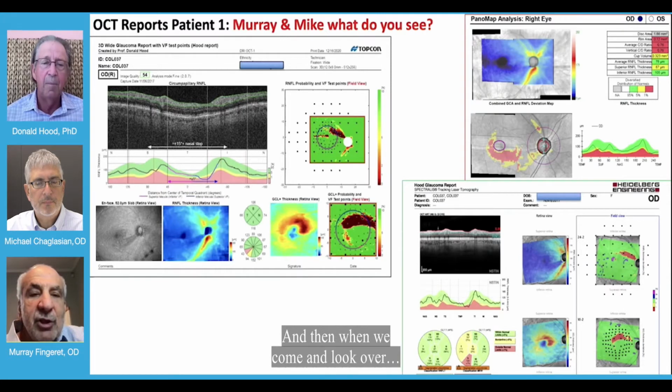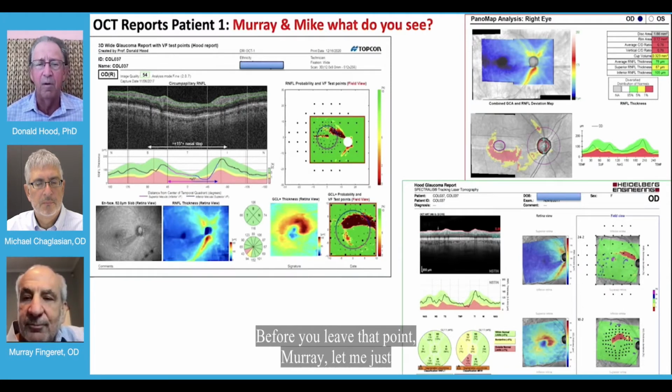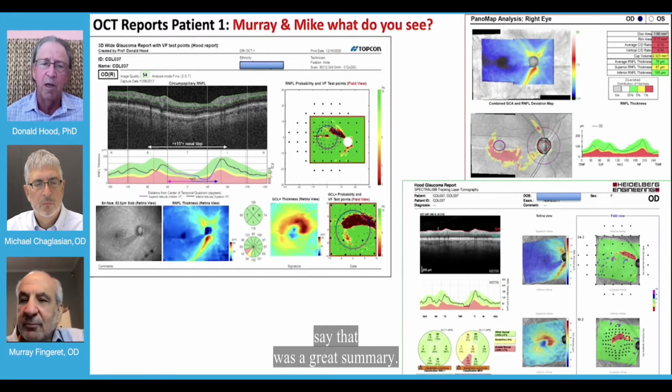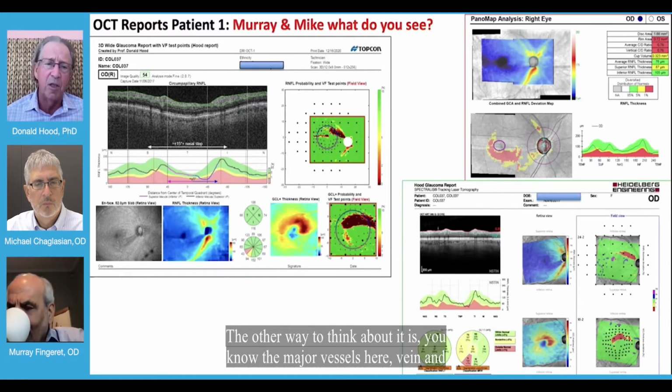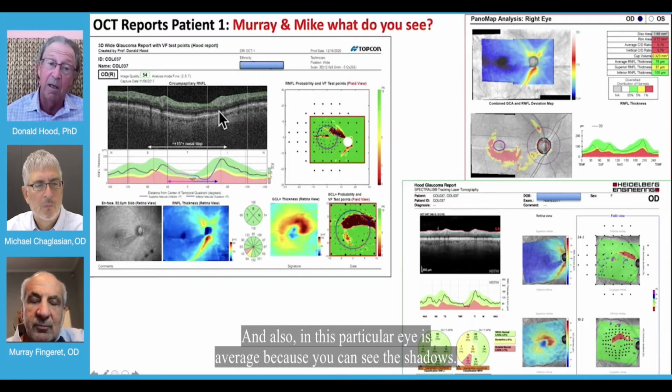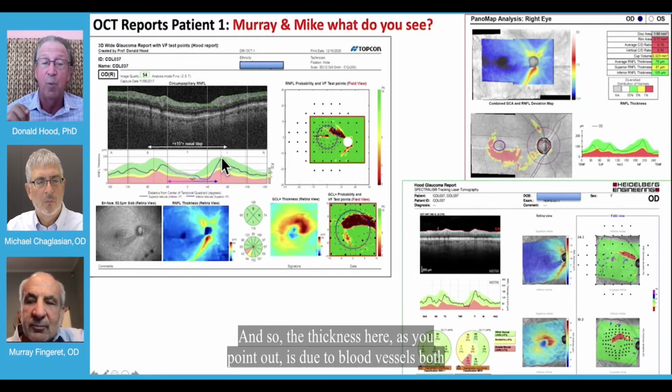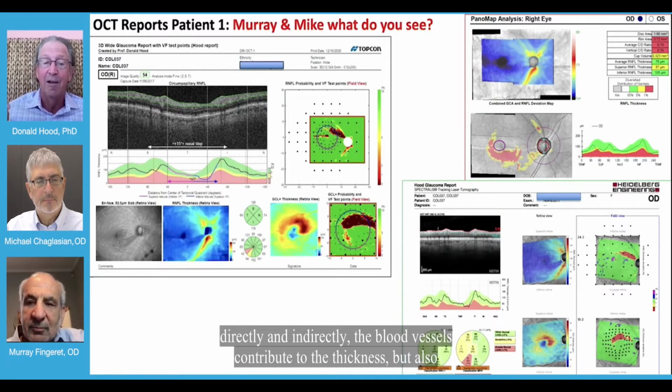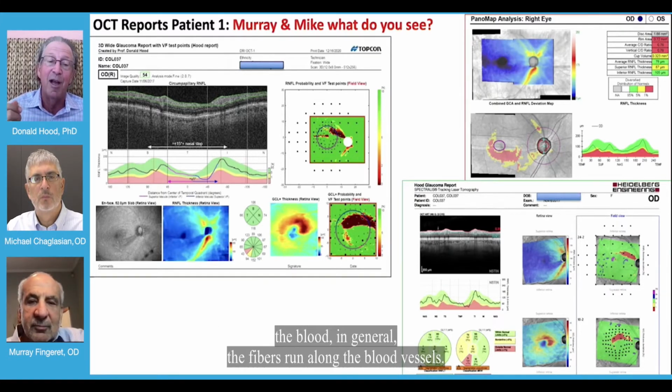And then when we come and look, before you leave that point, Murray, let me just say, that was a great summary. The other way to think about it is, the major vessels here, vein and artery, are more or less in these positions on average, and also this particular eye is average because you can see the shadows. And so the thickness here, as you point out, is due to blood vessels, both directly and indirectly. The blood vessels contribute to the thickness, but also the fibers run along the blood vessels. Yeah.